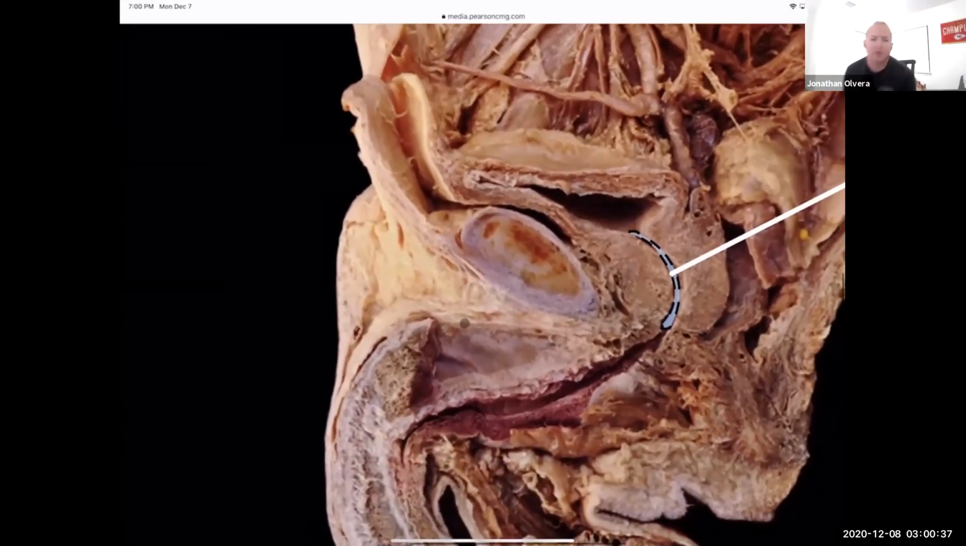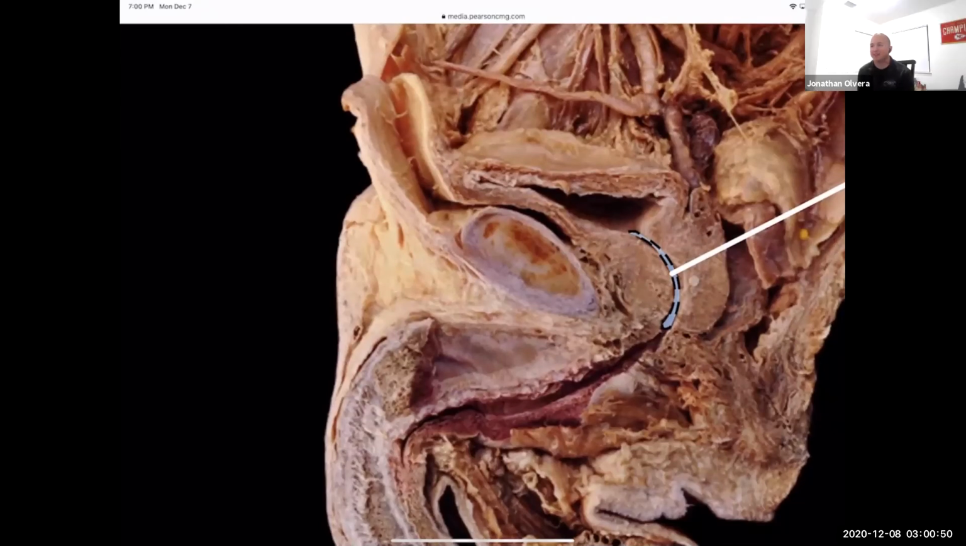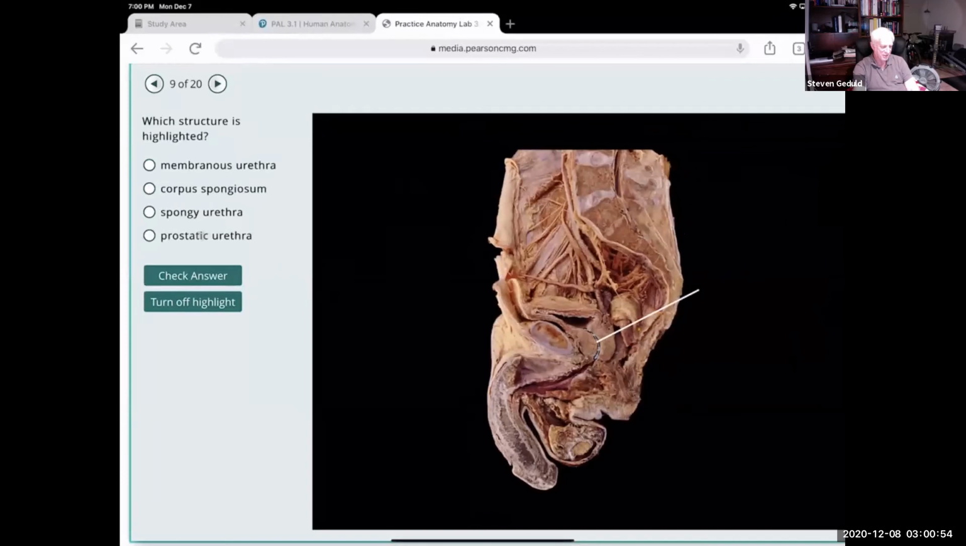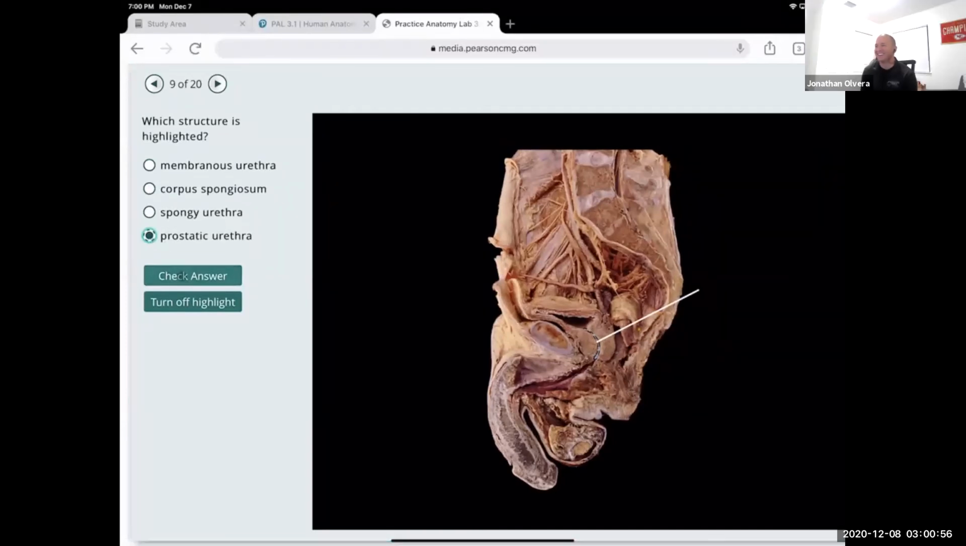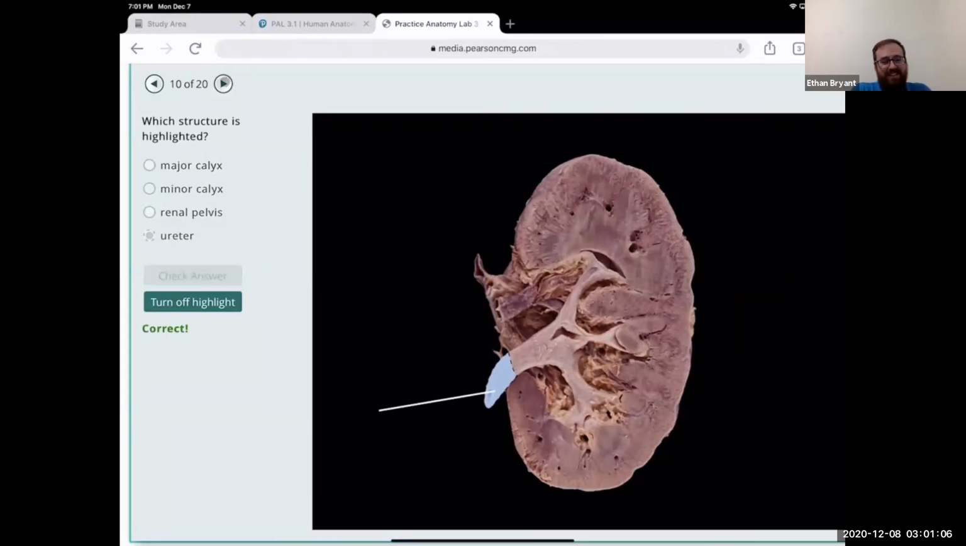The urethra. Right, and this is the urinary bladder, right? It's not the spongy and it's not the membranous. It's the other one. What glands are running through? The prostate. The one that goes to the prostate. Prostatic. There you go. Good logical deduction. Prostatic urethra. Perfect. Number 10. Ureter. Ureter there. You're getting quick.